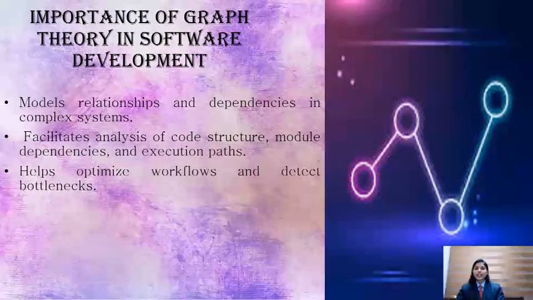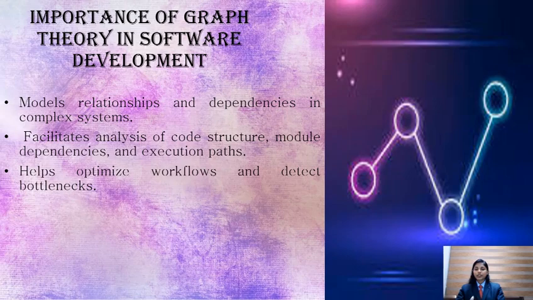Now, let's see, why does this matter in software development? Well, modern applications are complex with hundreds or thousands of interconnected modules. By using graphs, we can model these relationships, analyze how different parts of the code interact, and optimize workflows. This helps in detecting bottlenecks, understanding module dependencies, and making informed decisions about software architecture.